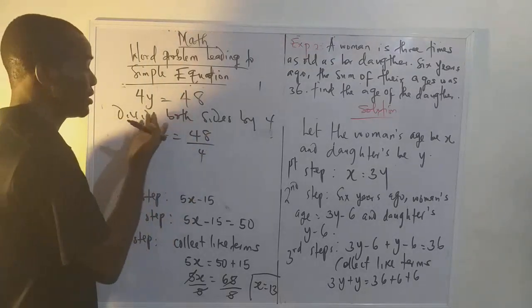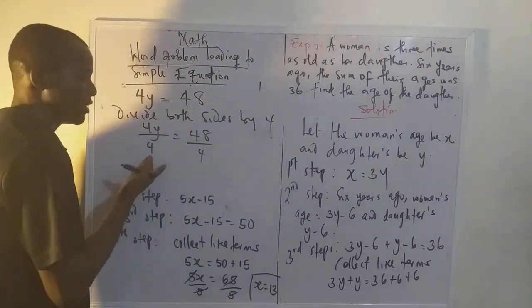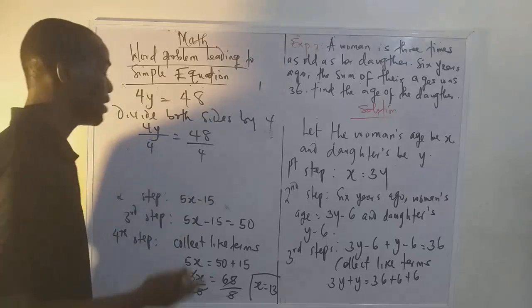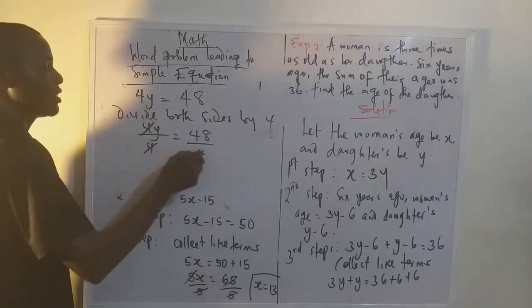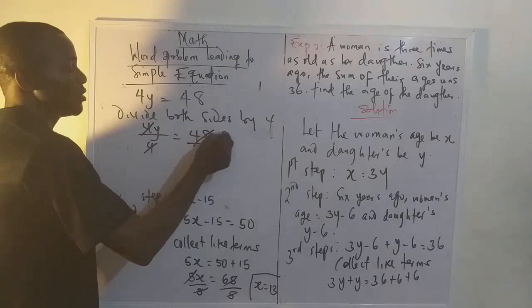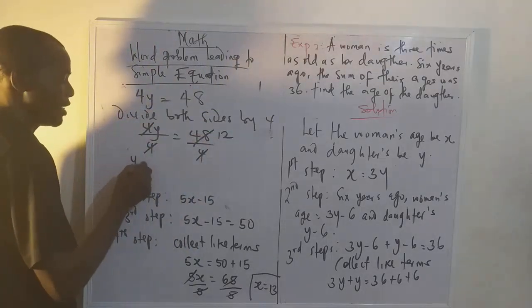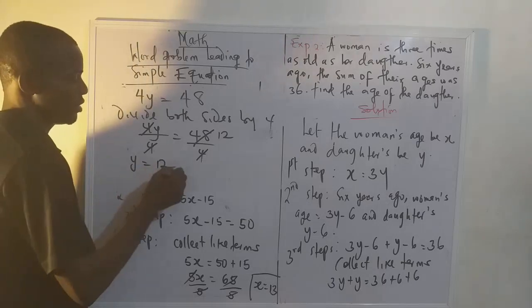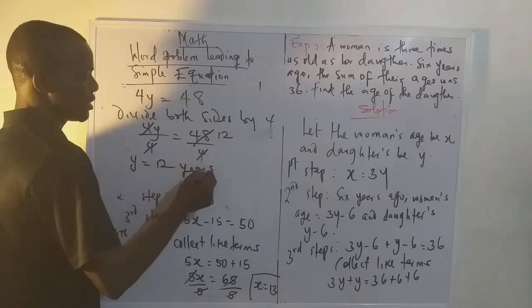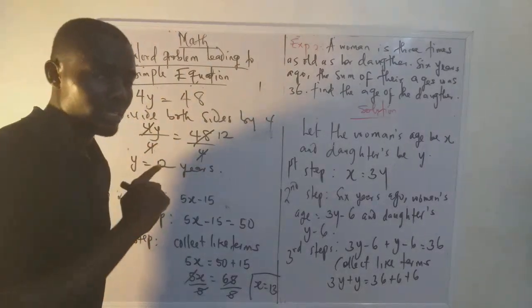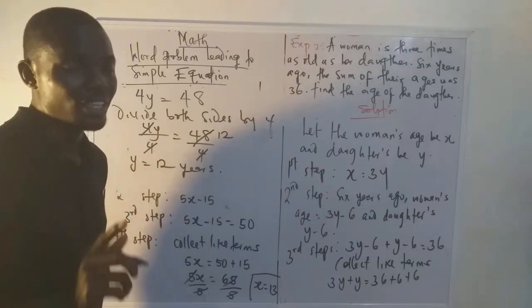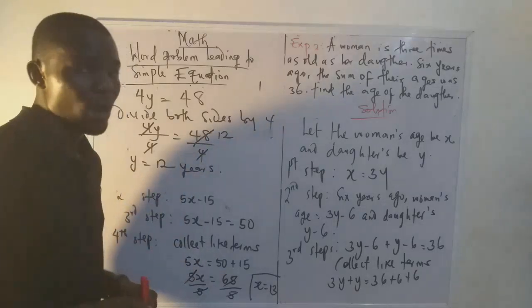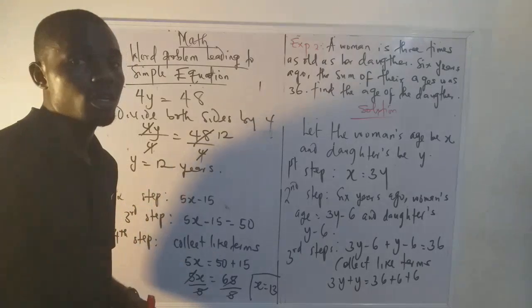And that will be 4y over 4 equals to 48 over 4. We just interpreted this statement: left hand side, right hand side divided by 4. So such that this goes with this, and 4 into 48 is what? 12. So y equals to 12. And remember, it's in years. Y is the age of the daughter.